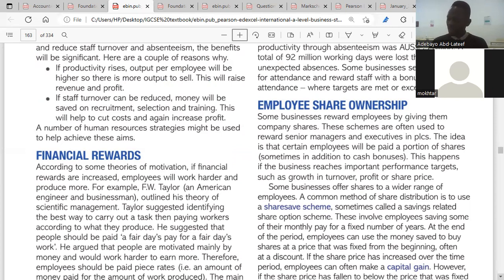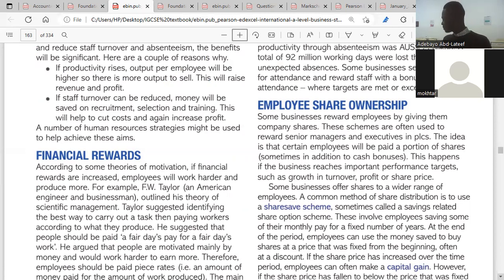Other ways to improve the performance of workers are to give them performance-related pay, paying them based on how they perform, give them bonuses, give them profit-related payments, or use a commission system. When they make a sale, pay them a certain percentage of what they sell. These are ways in which financial reward can increase productivity and reduce absenteeism.